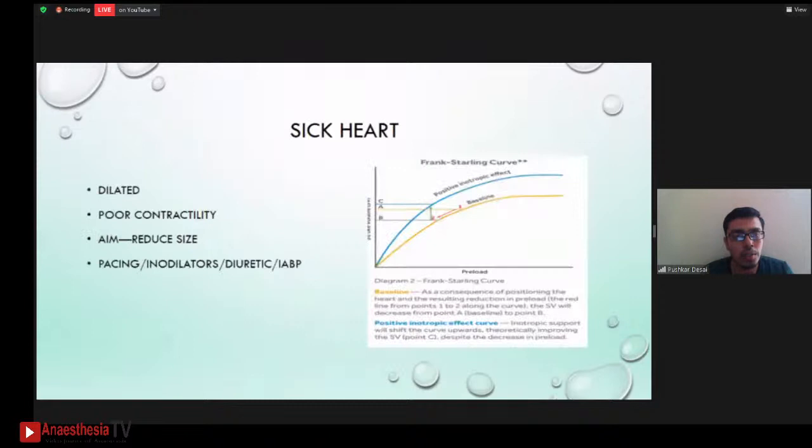Coming on to the sick heart, which is dilated and poorly contractile and bigger in size, it poses a surgical challenge to the surgeon in the small thoracic cavity. So our aim is to increase the heart rate and reduce the size of the heart. How can we do it? We can pace the heart either using a pacing wire, or we can give some beta agonist. Then we can use inodilators, which will reduce the PA pressures and increase the contractility. Effective use of IABP also helps in these situations.